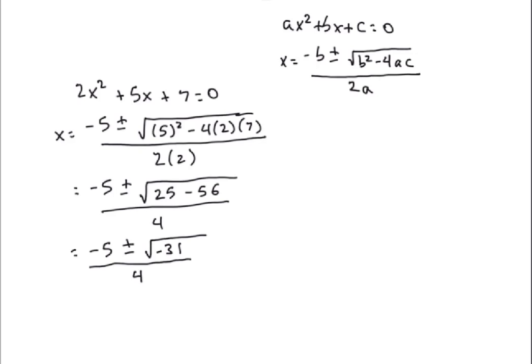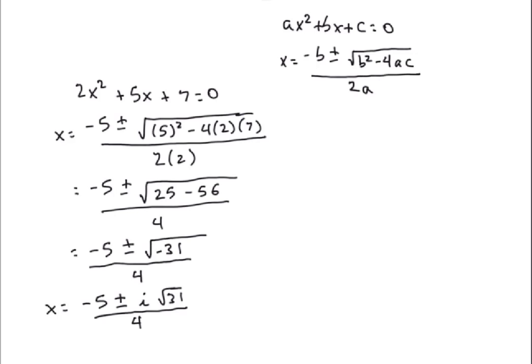Because we got a negative inside the square root, that means this is not going to have any real solutions. We can write this as complex solutions, and we would have x equals negative 5 plus or minus, now the square root of a negative just means we're going to get an i, square root of 31, all over 4. And this can't be simplified any further.